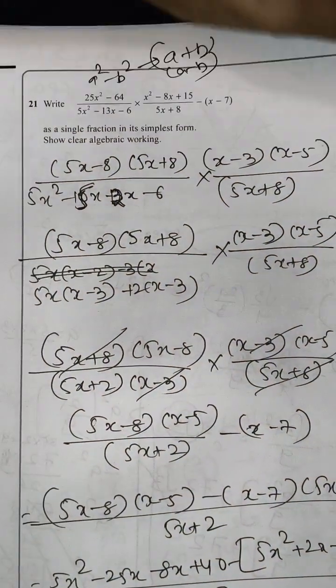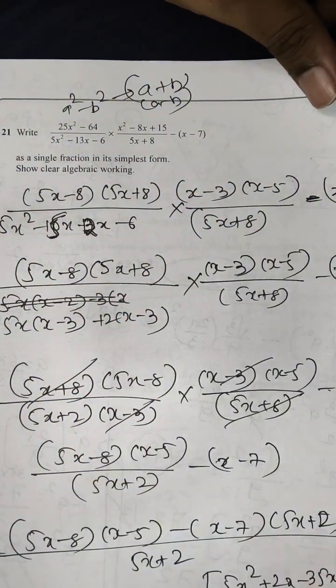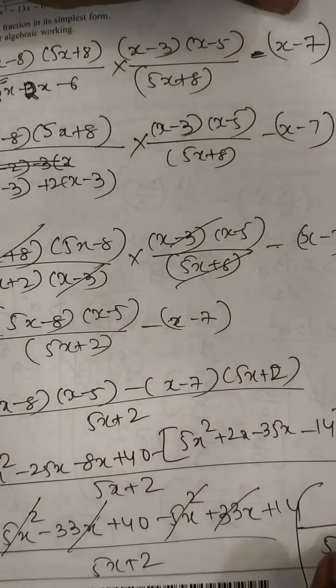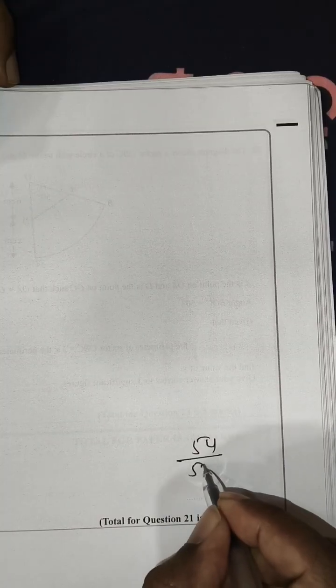Correct? So in such cases, what happens is that even though the sum looks long, it is doable. And how many marks do you get? You get 4 marks for this. So my final answer is 54 upon 5x plus 2. You write 54 upon 5x plus 2. Correct? Let's solve the next question, which will be the last question of this paper.